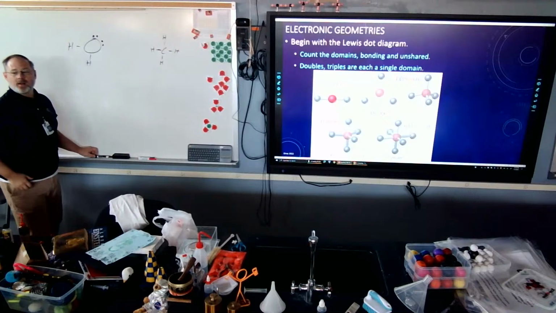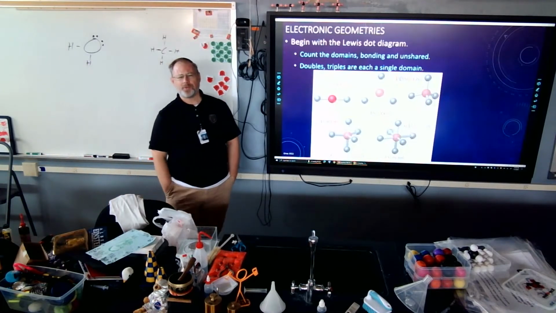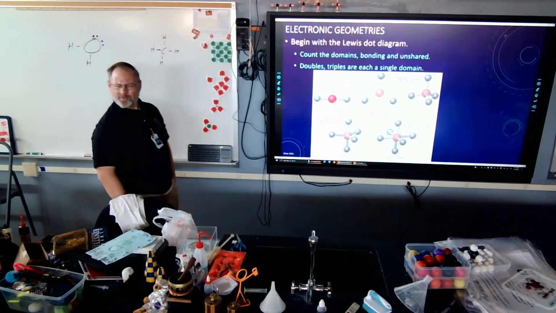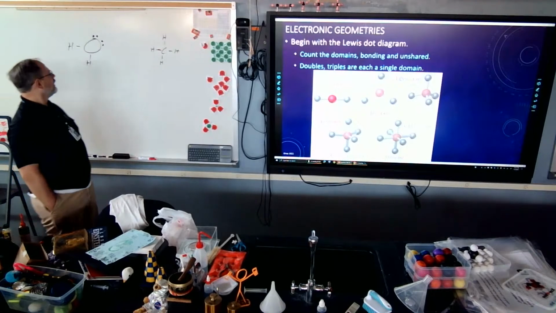By the way, I've graded the worksheets in the lab so far. If you got something wrong, or if you didn't get any points, the first thing you need to check is, do I have all the unshared pairs present? And then did I show my polarity?